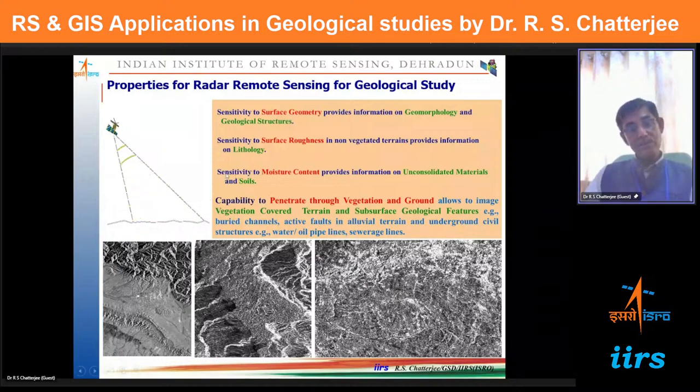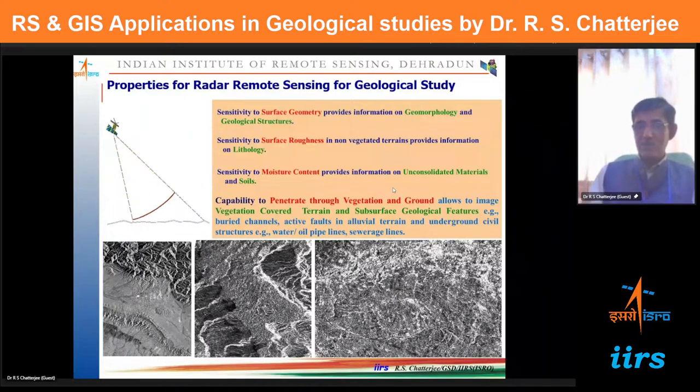Now you see this radar image is also very sensitive to the moisture content or dielectric property of the material. That is the reason unconsolidated materials like alluvium and soils, and in case of geology, altered rocks, like in these mineral deposits like gossans, isn't it? They are made of hydrated minerals. So in those kinds of materials the H2O content is high, so dielectric property is high. In such cases, it gives you a bright appearance.